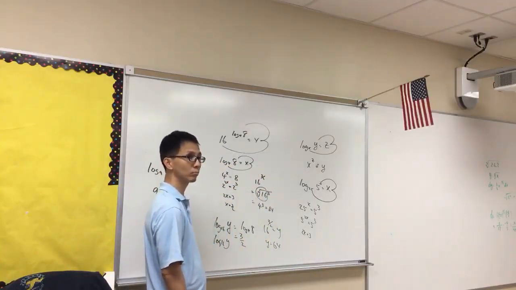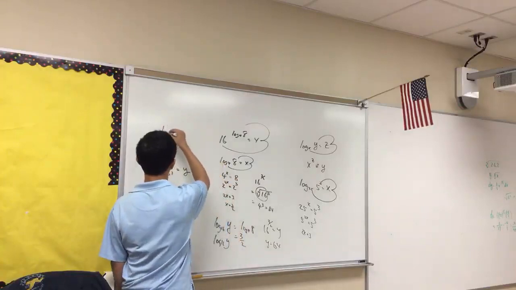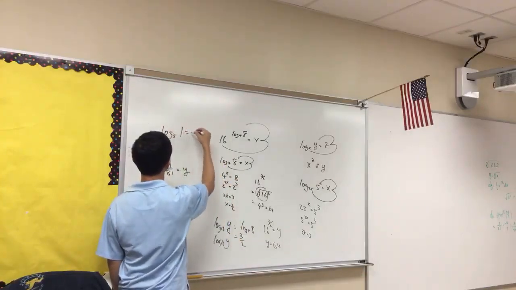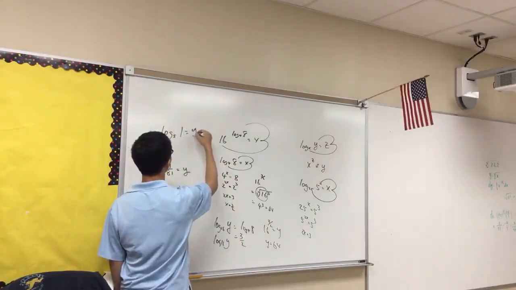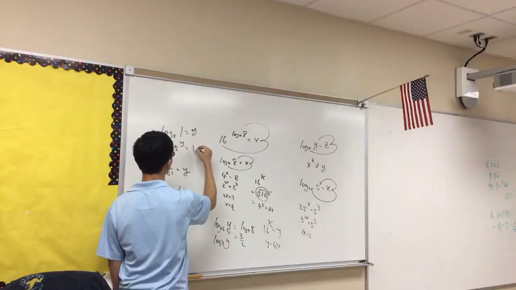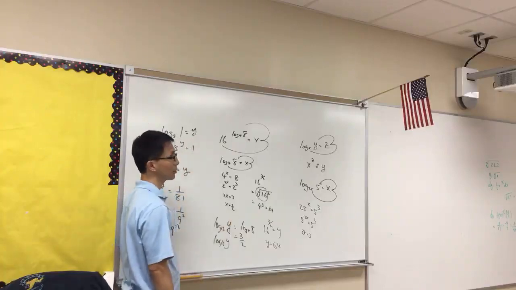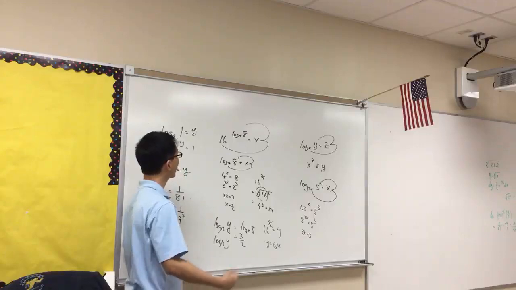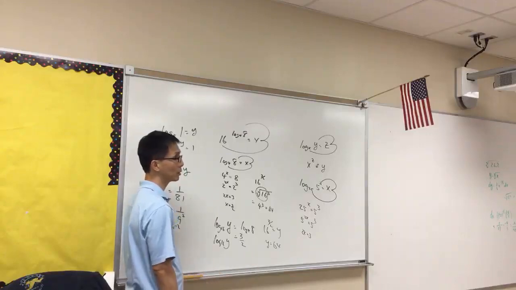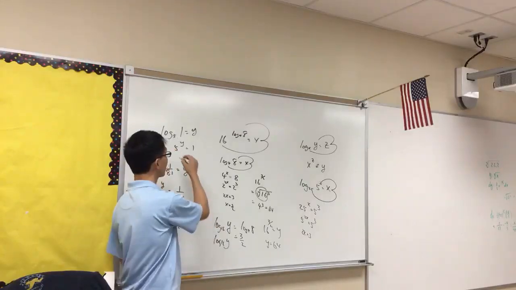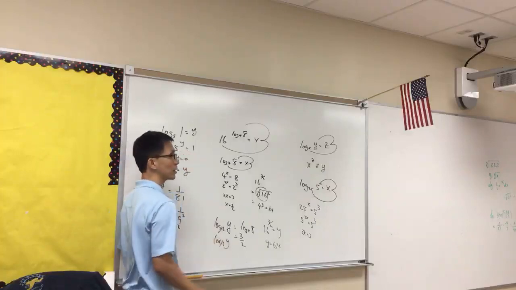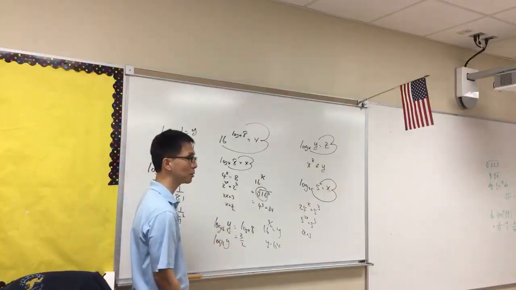Log base 5 of 1 equals y. Log base 5 of 1 is equal to what? 5 to the y is equal to 1. 5 to which power is 1? 0. Anything to the 0 power is 1. It's all the exponential rule.